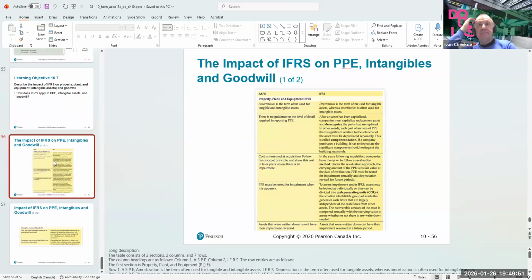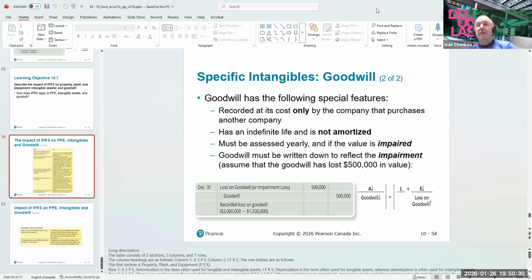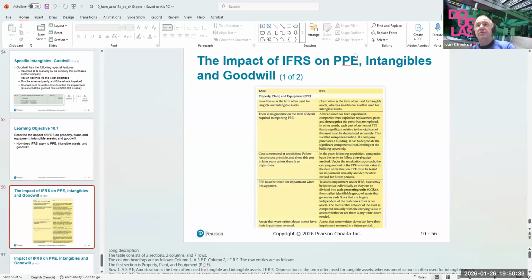The last thing is the comparison between International Financial Reporting Standards and Accounting Standards for Private Enterprises. As I said previous times, it will be hard for me to make a comparison with you, since you only know the accounting standards for private enterprises. You have no idea what's going on with the International Financial Reporting Standards. So those of you who are going to continue with the intermediate part of accounting will make this comparison later when you start taking intermediate financial reporting. And that's going to be the end of this chapter 10.